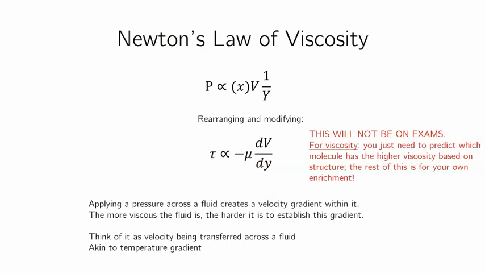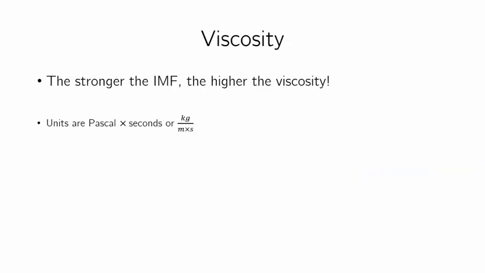Again, I will not put these equations on the exam. I'm just going to ask you: here is molecule A and molecule B, which one has a higher viscosity? That's it. I just want to show you where this comes from, very intuitively. You will see this if you take fluid mechanics, I promise you, but you're not going to see this here. So again, the stronger the IMF, the higher the viscosity.